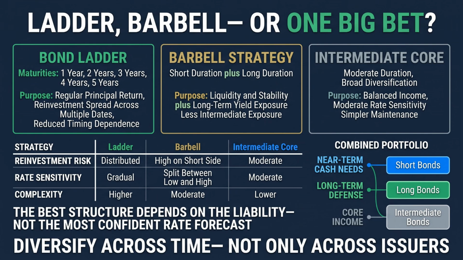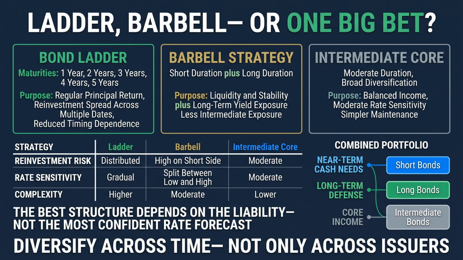A barbell strategy combines short and long duration, while holding less in the middle. The short side provides liquidity, stability, and frequent reinvestment. The long side locks in yields and creates greater potential price appreciation if long-term rates decline. The investor accepts two very different risk profiles rather than one moderate profile.